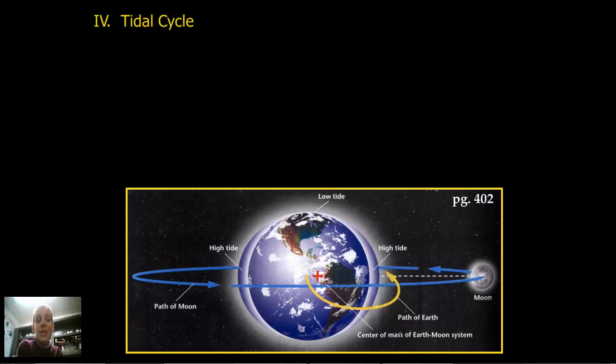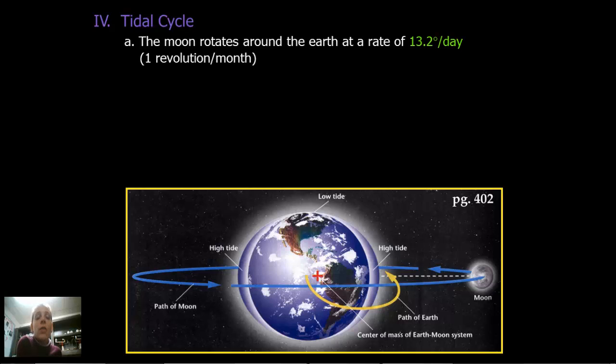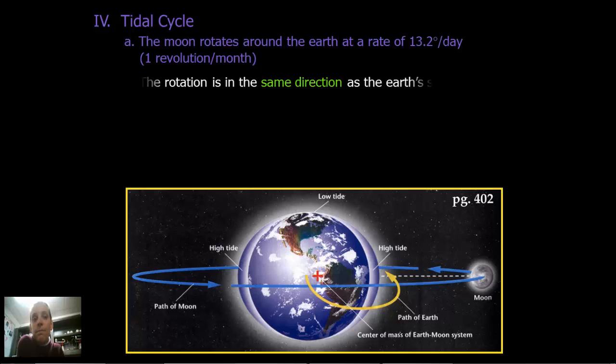All right, so let's talk about tidal cycles. The Moon rotates around the Earth at a rate of 13.2 degrees per day, so about 1 revolution per month. The rotation is in the same direction as the Earth spins. So don't forget, the Earth not only orbits around the Sun, it is also rotating on its axis. So as the Moon is orbiting around the Earth, the Earth is rotating on its axis, and both of those are happening in the same direction.